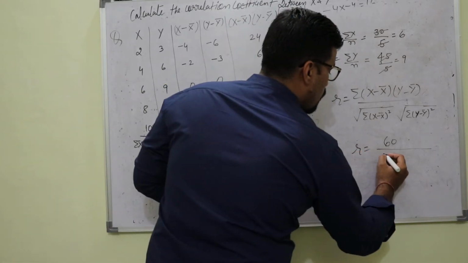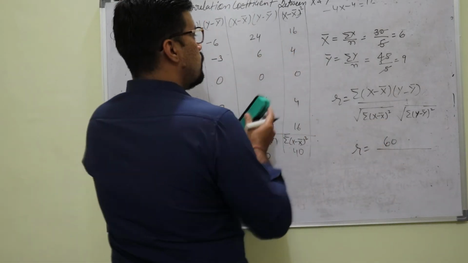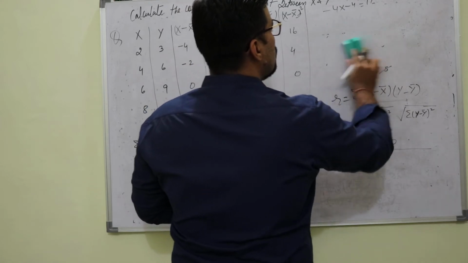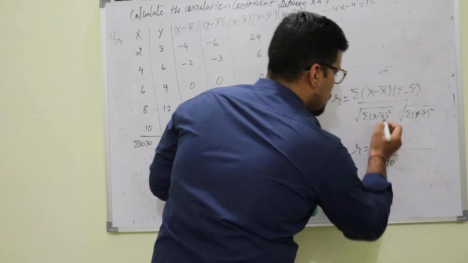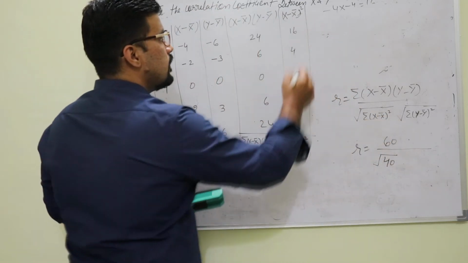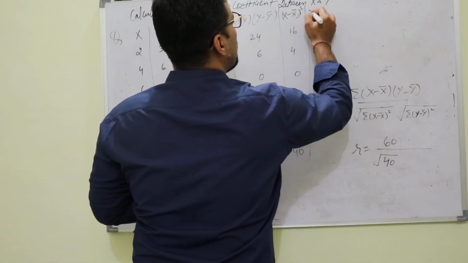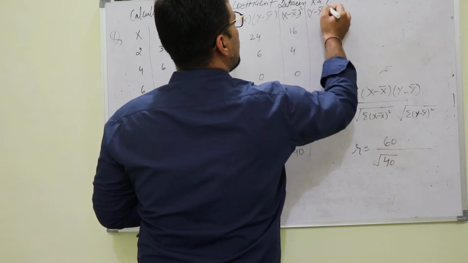So root of, so this is this. We'll put all the values together. Now, let's put. So root of 40. This internal value is this. Now find y minus y bar square.